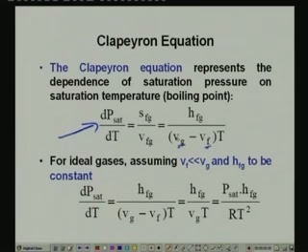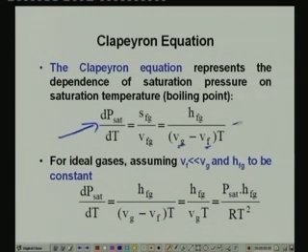So dP_sat/dT is given by SFG/VFG, where SFG is the difference between the entropy of the saturated vapor and the entropy of the saturated liquid, and VFG is the difference between the specific volume of the saturated vapor and the specific volume of the saturated liquid, and this can be shown to be equal to HFG divided by (Vg minus Vf) times T.